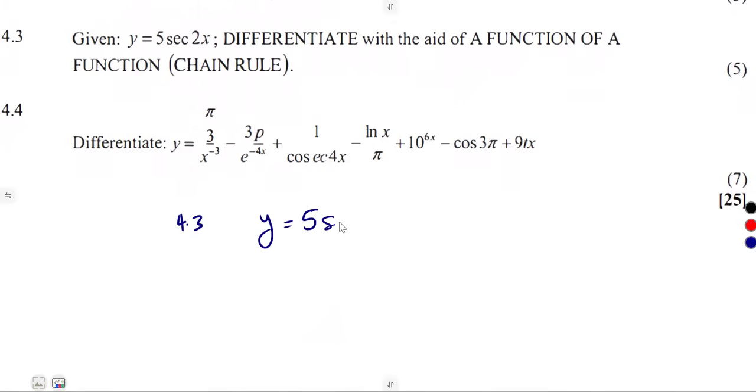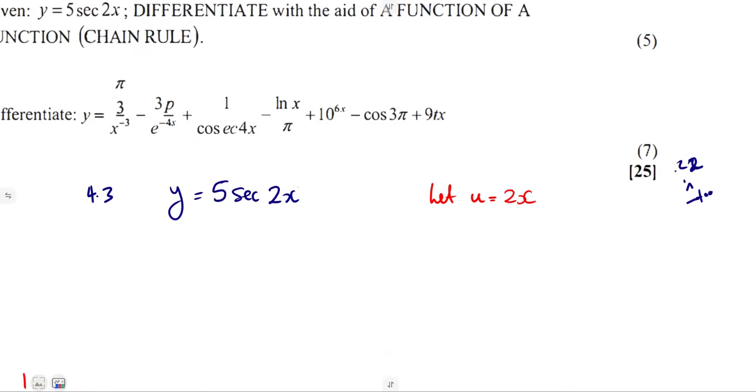the derivative, when you're dealing with a function of a function, we must introduce a function where there's another function. So there is a function of x. We can introduce another function, which is u. So let u be equal to 2x. So if u is equal to 2x, therefore y is equal to what? Therefore y is equal to 5 sec. In place of 2x, we now have what? We now have a u. So it's 5 sec u, like that.